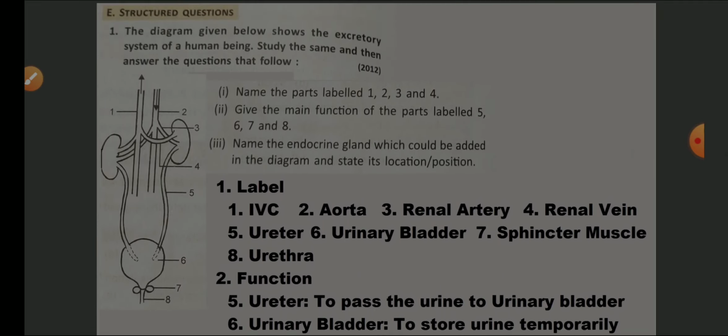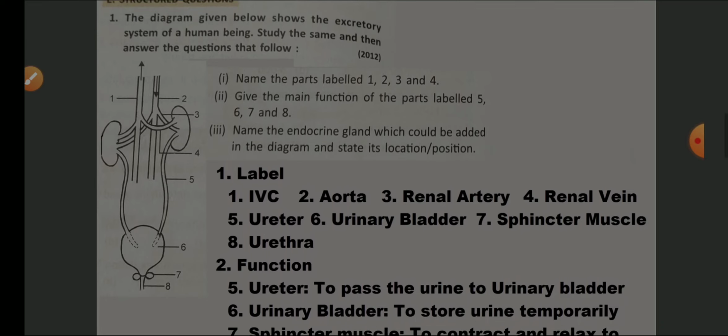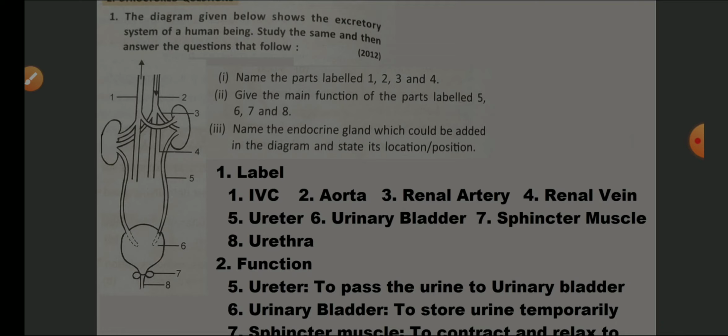The diagram given below shows the excretory system of a human being. Study the same and then answer the following questions. The diagram is given here. Name the parts labeled 1, 2, 3, 4 and give the main functions of the parts 5, 6, 7, 8. Name the endocrine gland which could be added in the diagram and state its location and position.